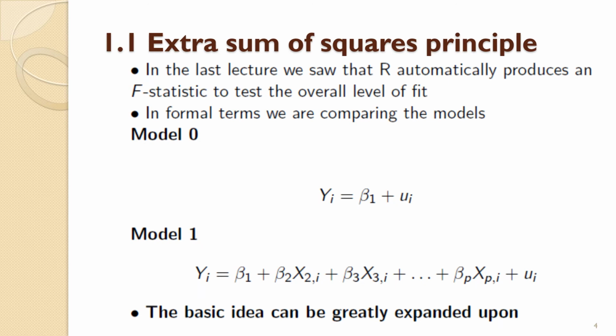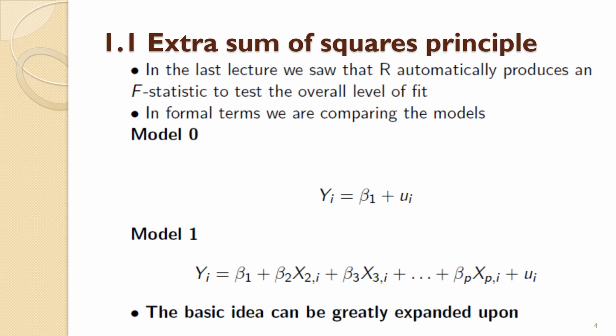So in terms of the extra sum of squares principle and these F-tests, in the last lecture we saw that R automatically produces an F-statistic to test the overall level of fit. Now it's very possible this isn't necessarily so informative. In the last example, multiple linear regression, all this shows is that if you collect six different demographic statistics, at least one of these statistics has some predictive capacity for the employment rate.